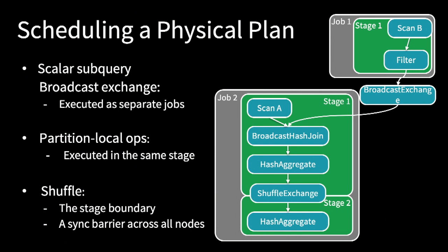Most other operators, like filter and project, can execute in parallel within each partition independently, as they don't require data from other partitions. There's a special operator called shuffle exchange, which, on the other hand, needs to move data around from all the partitions across the entire cluster. So it breaks up the job into different stages. In this example, we can see that in job 2, all the operators before shuffle exchange are in one stage, and the operator hash aggregate after the shuffle exchange executes in another stage.